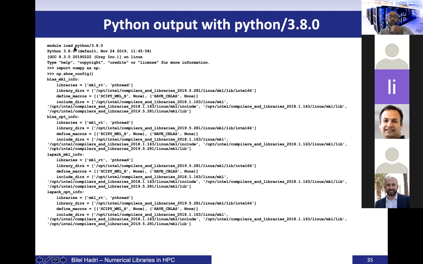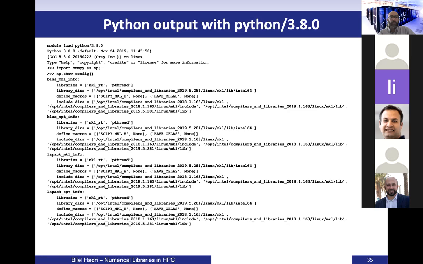Here I loaded, for example on Shaheen, module load Python 3.8.0. This is our own installation by the KSL team, and probably you know him, our Python guru, Samuel Kortas. And you see here the BLAS MKL has been done with Intel MKL. For the BLAS optimized, you see perfectly here. LAPACK with MKL, this is perfect, okay?